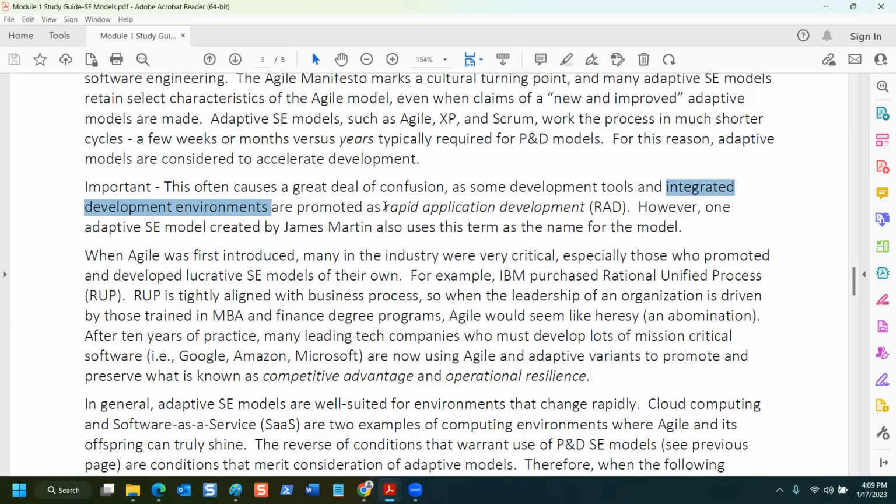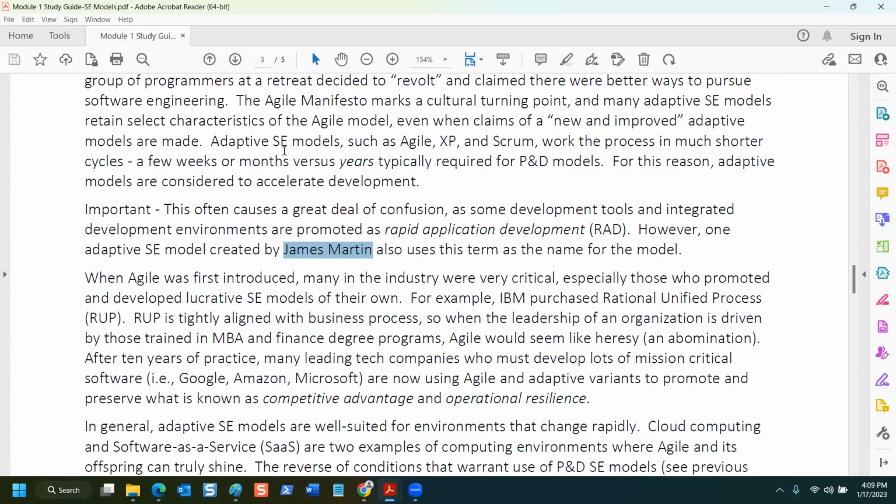But when you hear the term RAD, just remember that James Martin RAD is the real deal, and it is one of the methods for adaptive software engineering. It's a new style method, and it's a variant of Agile.